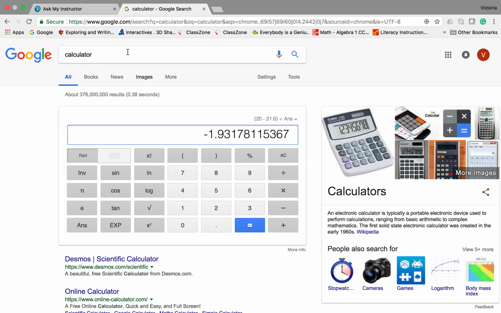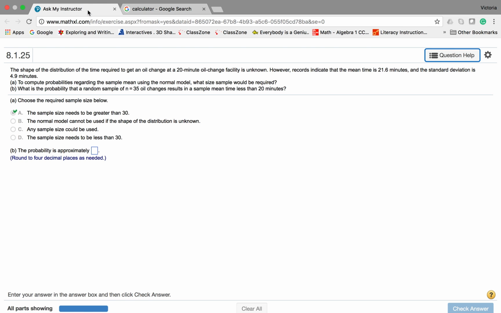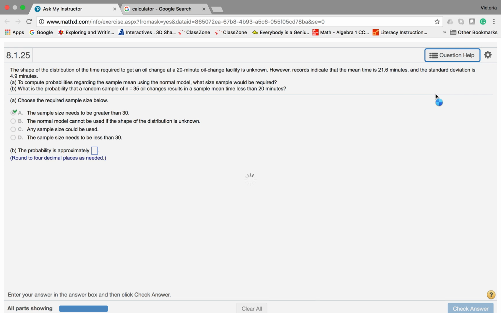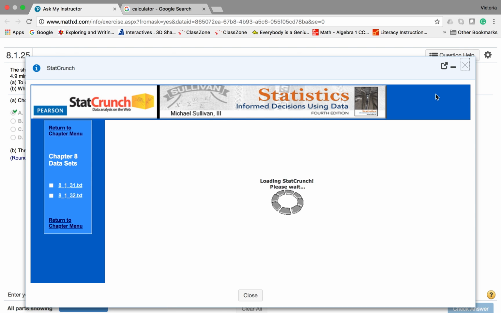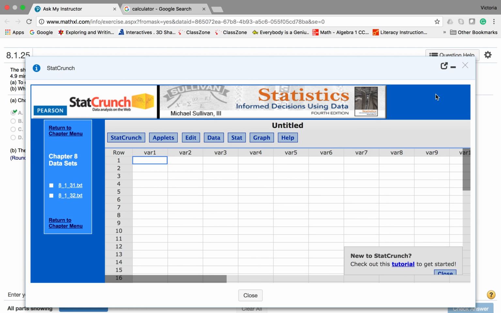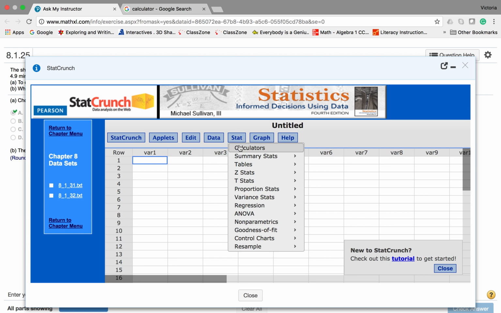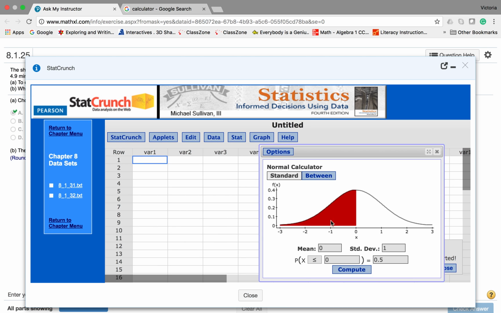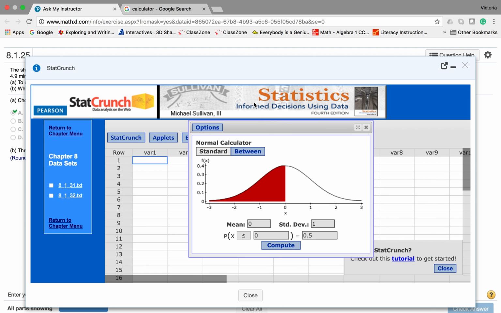Okay, so now I'm going to go back. They want the probability that the mean time is less than the 20 minutes. So we're going to take question help and go to StatCrunch, because that is so much easier than using the table. To find the area under the normal distribution, we'll go to Stat, Calculators, Normal. As you can see, it gives me this little picture of the normal distribution.